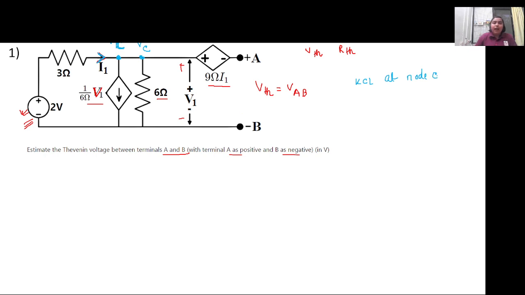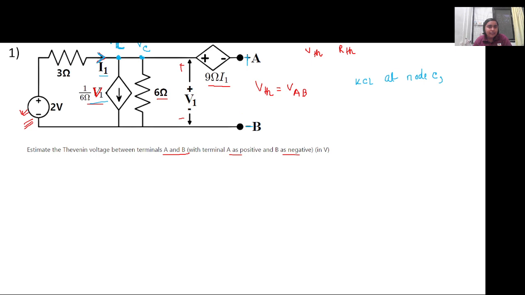So our ultimate aim is to calculate these unknowns, which are I1 and V1, right? Once we calculate these unknowns, we'll be able to figure out the voltage drop across the terminals A and B, VAB, right? So we first apply KCL at node C.